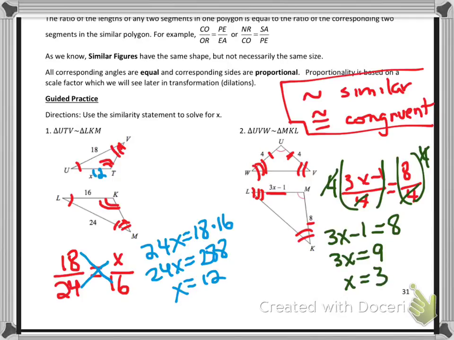Now, that doesn't tell me what the missing side is. The directions did just say to solve for x, but it's a good idea to get in the habit of going ahead and figuring out what the missing parts are. So, if x is 3, 3 times 3 minus 1 gives me 9 minus 1, which is equal to 8.